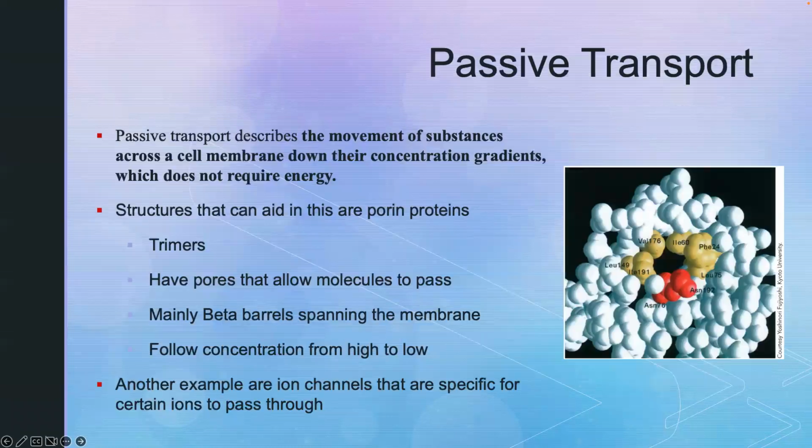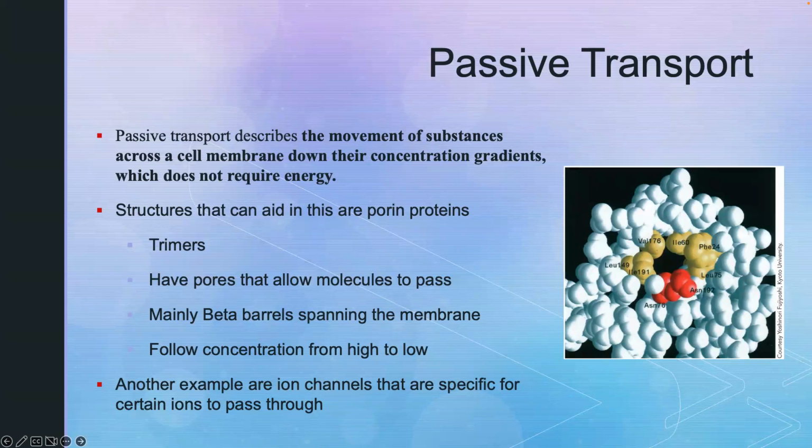And so we can think about passive transport. Passive transport describes the movement of substances across a cell membrane down their concentration gradients. And the big thing is that it does not require energy. Structures that can aid in this are porin proteins. These are trimers, and they have pores, hence the name, that allow molecules to pass through. A lot of these porin proteins are mainly beta barrels that span the membrane, and they follow a concentration gradient from high to low.